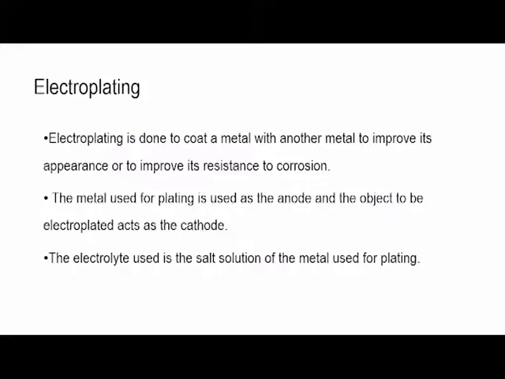Suppose we are covering a certain material with gold, for example. The electrolyte should be a solution of gold or molten gold. If a steel spoon is to be coated with gold, let's say, then the steel spoon should be connected at the cathode, and at the anode we should connect a gold material.